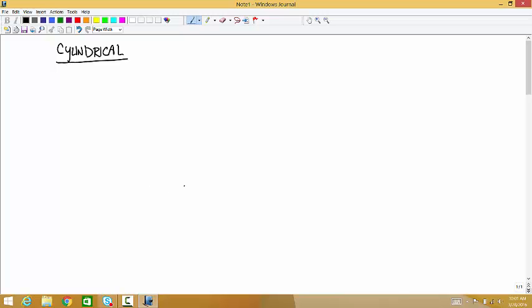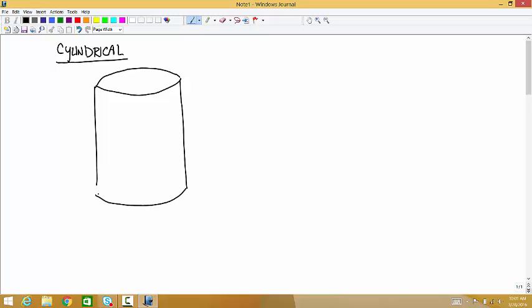Okay, so cylindrical coordinates. So there's a cylinder. So a point like this, we would represent in cylindrical coordinates. It's basically the combination of polar coordinates with a third axis.